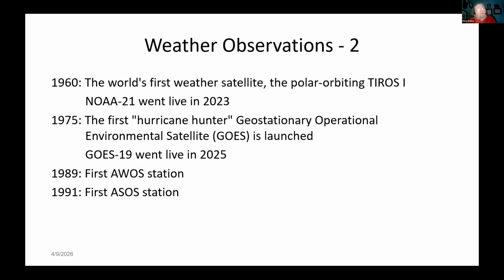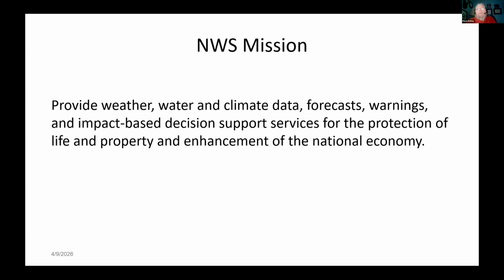So this has been a growing endeavor in measuring the weather for us, measuring what happens every day. Our National Weather Service provides weather, water, and climate data, forecasts, and warnings. The whole thing is to protect life and property and enhance the nation's economy.